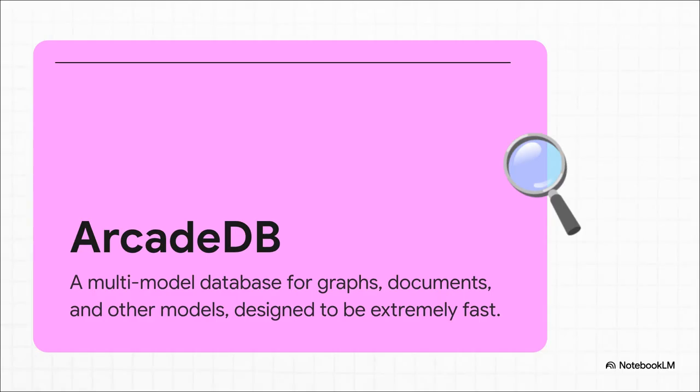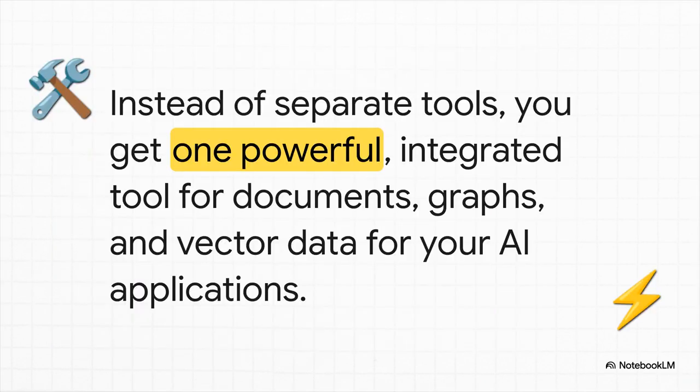So what is this thing exactly? Well, at its core, ArcadeDB is what's called a multi-model database, and that just means it's built from the ground up to handle graphs, documents, key value, you name it, all inside one single engine. But here's the real kicker. It claims to do all of this extremely fast. I think the best way to picture it is like a Swiss Army knife, but for your data. Instead of carrying around a separate screwdriver, a separate can opener, and a separate pair of scissors, you've just got one awesome integrated tool that can do pretty much everything you need it to.